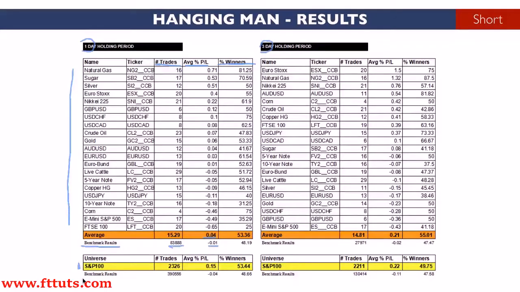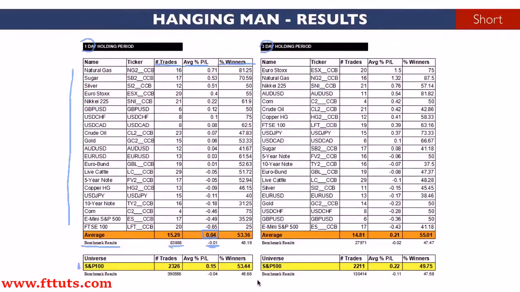You can see that with a 1-day holding period, the average profit from shorting a hanging man candlestick on our selection of 21 markets was only 0.04%. So that basically means that if you short a hanging man on the close, you can expect the market to fall around 0.04% on average, according to our historical data. This is slightly better than the average return from shorting the market every day, which was a loss of 0.01%, shown by the benchmark result.